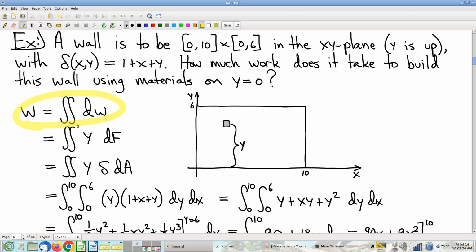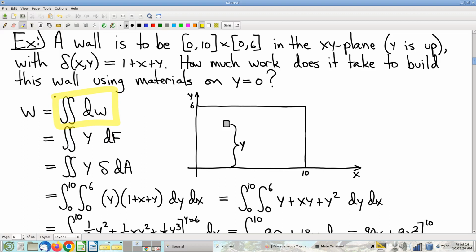Work is an accumulating quantity. The total amount of work is the sum of each of the individual little pieces of work, representing each of the individual stones that I have to lift up to height. So that's that first step. Now again, notice I'm using this integral shorthand. That's actually heading towards a Riemann sum, but I'm using integral shorthand.